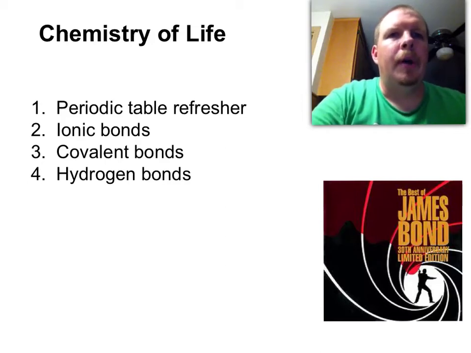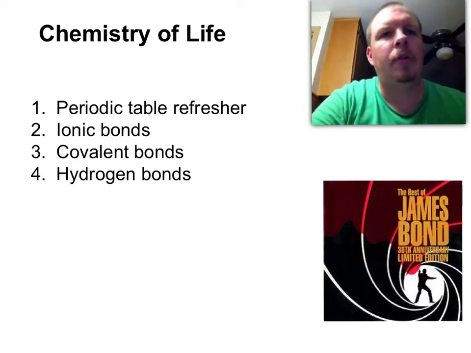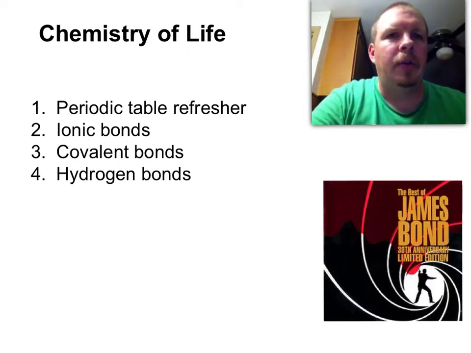Hello and welcome to my second of 4 videos on the chemistry of life. What I'd like to do in this video is give a quick refresher on the periodic table, mostly concerning electrons, and then go into the 3 kinds of bonds that are prominent in biology. And those include ionic bonds, covalent bonds, and hydrogen bonds. So here we go with the periodic table.